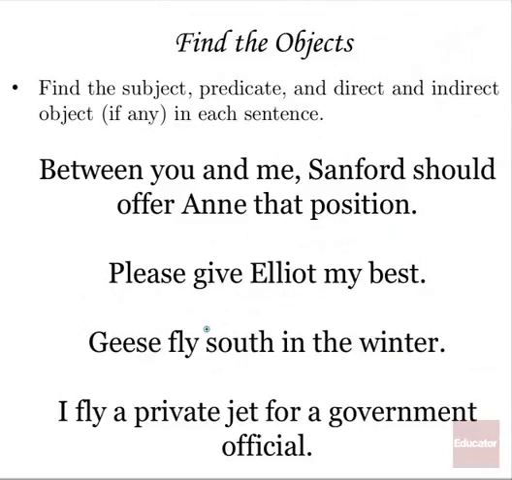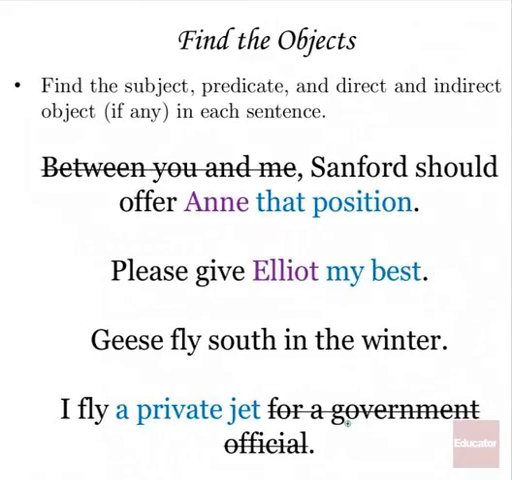All right. See if you can find the subject, the predicate, and the direct and indirect object, if any, in each of these sentences. Between you and me, Sanford should offer Anne that position. Please give Elliot my best. Geese fly south in the winter. I fly a private jet for a government official. Take a good look. Pause the video if you need to.